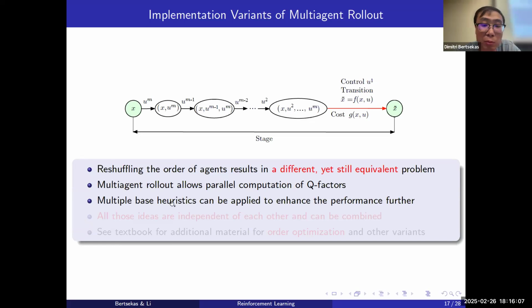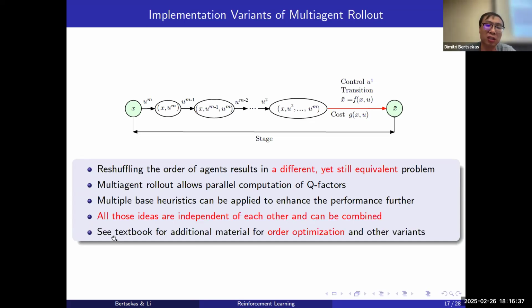Another idea is that multiple base heuristics can be applied to enhance the performance further. As we discussed earlier in the preceding lecture, if we have multiple heuristics, we can combine them together to have a super heuristic, and a similar idea applies entirely in the multi-agent setting. All of those are independent of each other and can be combined to further enhance the performance. And in the textbook, there is some additional material for order optimization and other variations.